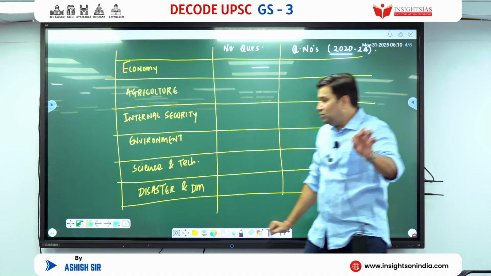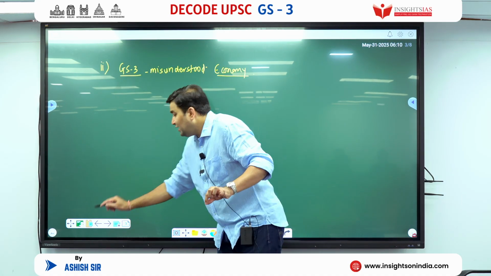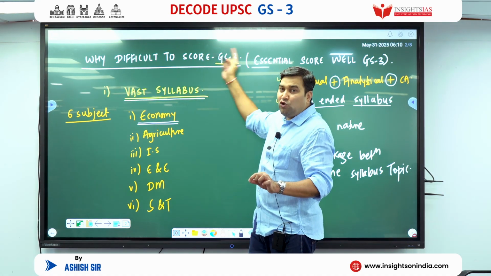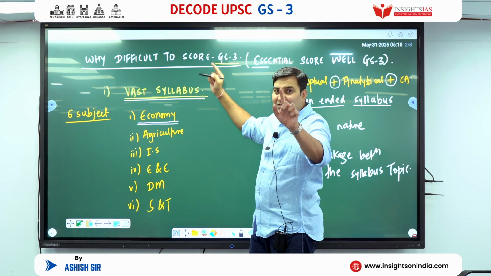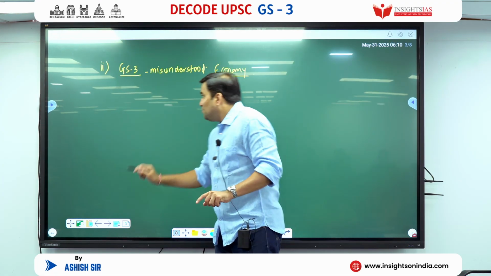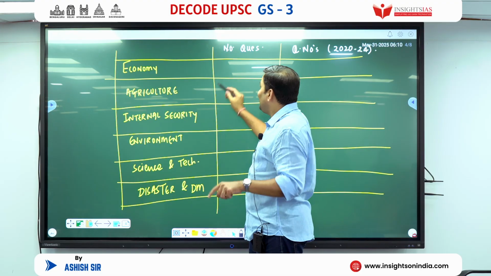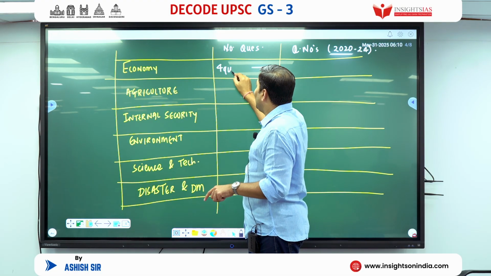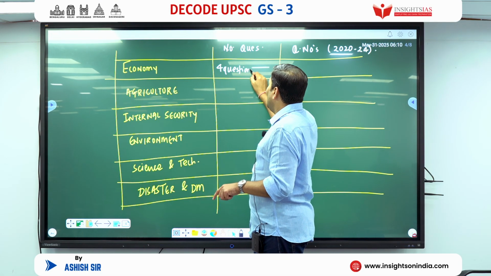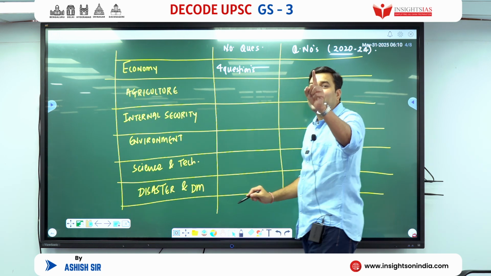GS3 is misunderstood. This is the second major myth, and that is why it is difficult to score. What is essential to know is that GS3 is not economy. Why? Because in economy there are total only 4 questions. Only 4 questions, not an average. I am telling you the exact number.